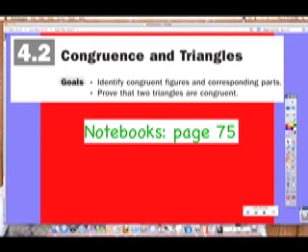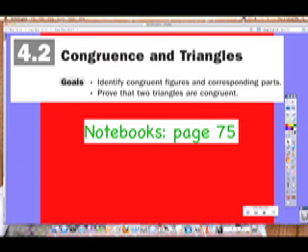Okay, here we go. We're on page 75 in our notebooks. We're talking about triangles. This whole chapter is about triangles. Today is about congruent triangles. So our goals for today. Hopefully by the end of the lesson you will be able to tell if a figure is congruent. This is congruent to this.